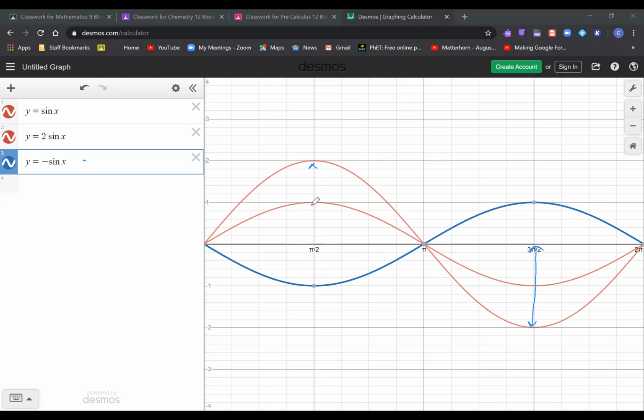There we go. If you notice this distance here, that's 1, and the distance from here to here is also 1, and then the distance from here is 1, and the distance from here is also 1. So putting a negative 1 in front of it doesn't change the amplitude, but it does reflect it across the x-axis.